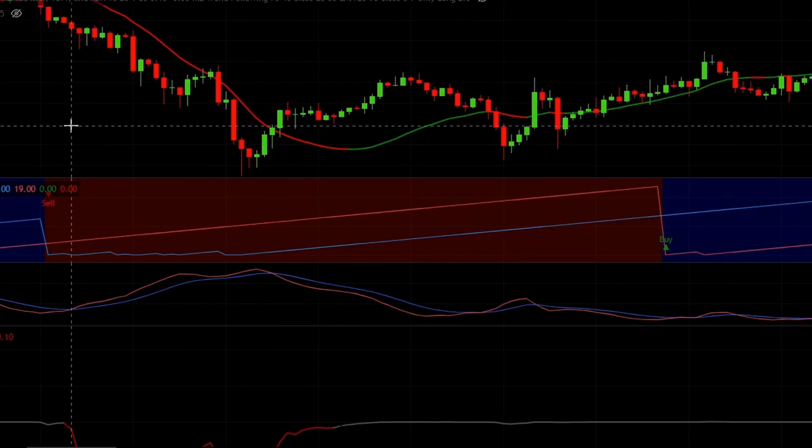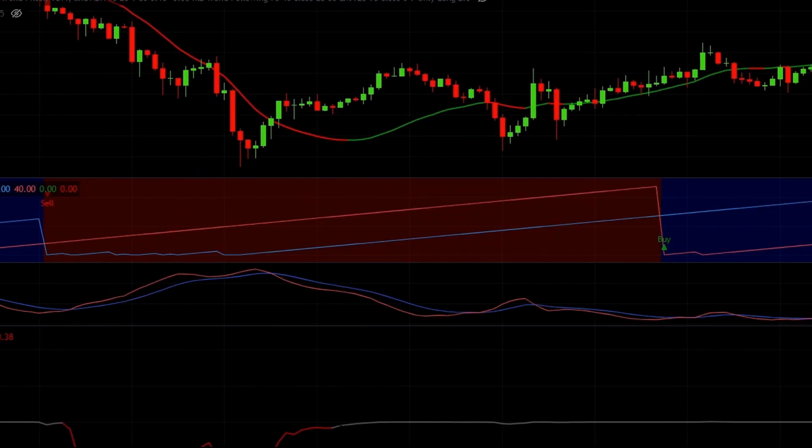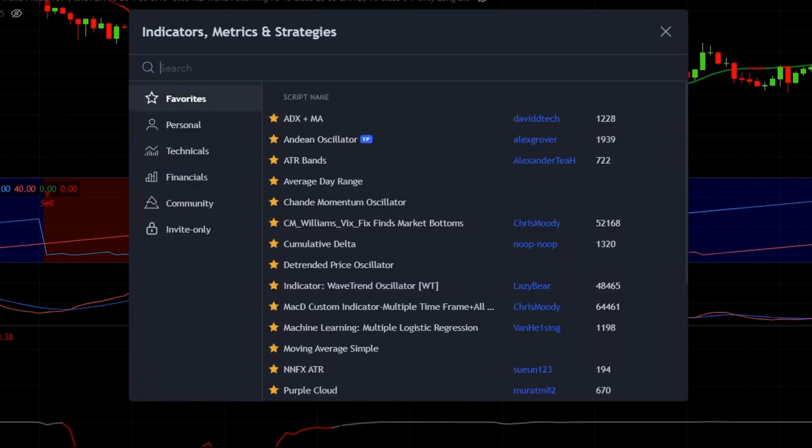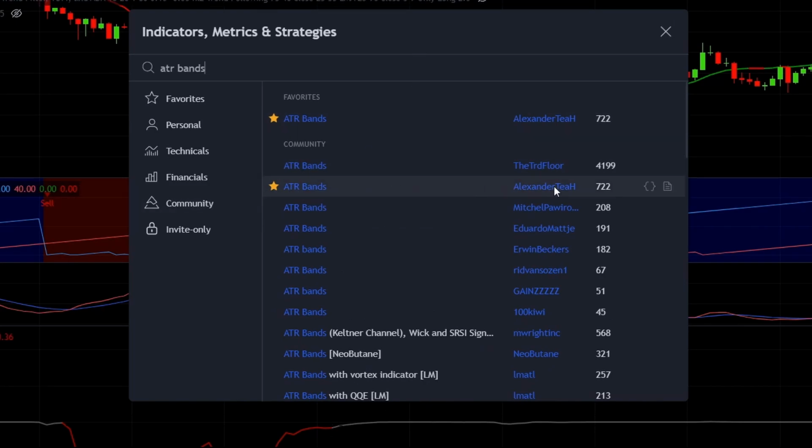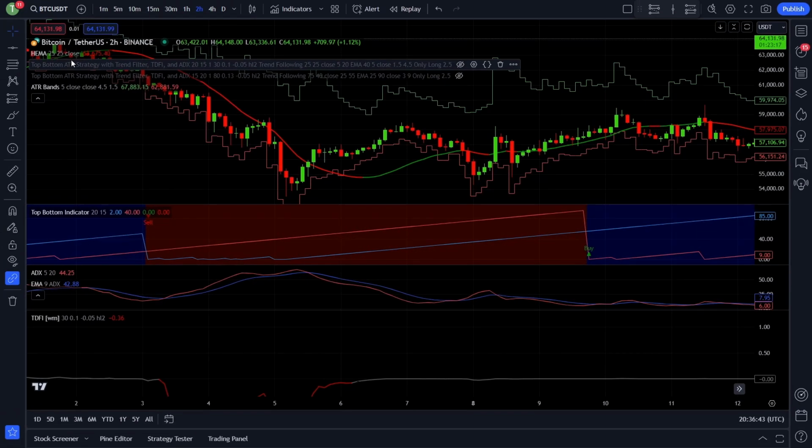And finally, we will need one more indicator, the stop loss and take profit indicator, which will be, I think you can guess it, the ATR. Type in ATR bands and add this one to your chart. Okay, now we have all of the indicators needed on the chart, but we will need to change some settings.